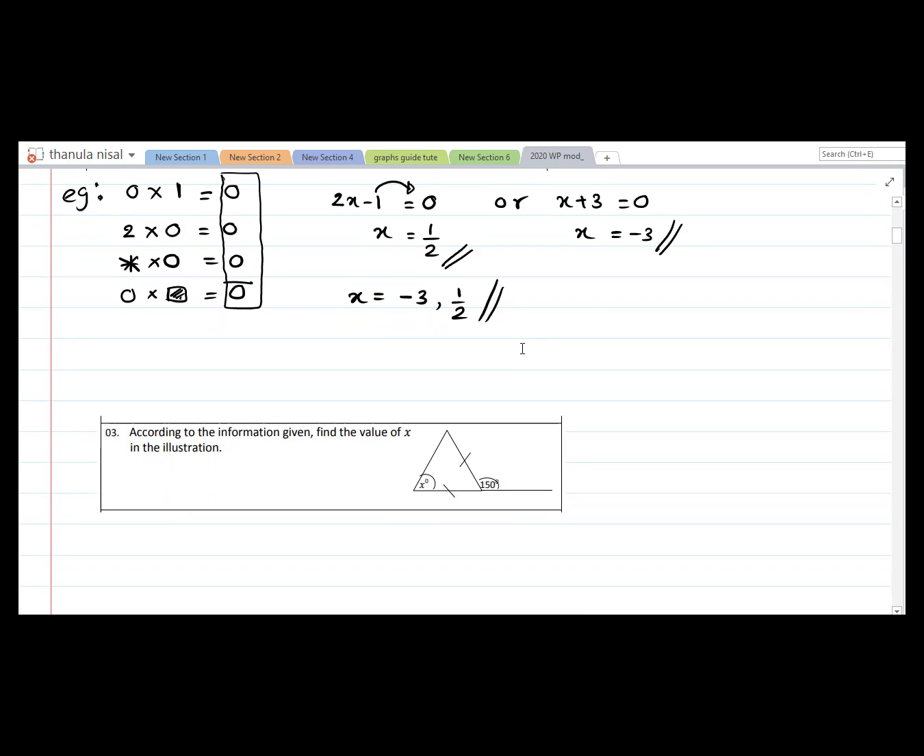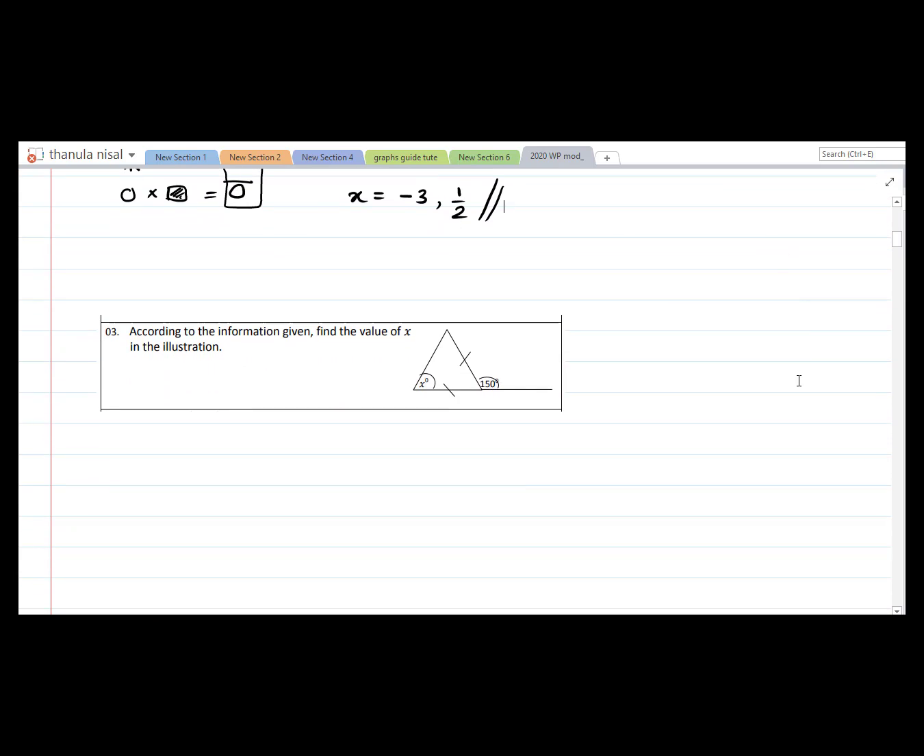Let's move to question number 3. They have given a diagram. They have marked two angles. We want to find the value of x. Now, can you see this information? These two sides are equal. Therefore, this triangle is an isosceles triangle. So, what can you say about isosceles triangles? Their opposite angles must be equal. If this one is x, we can write this one also as x.